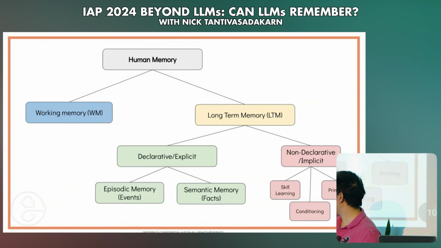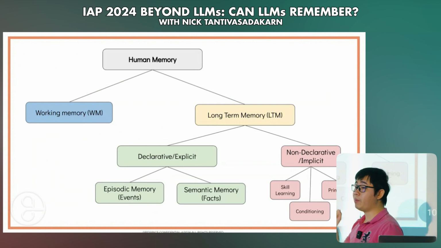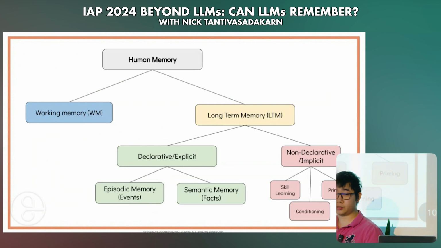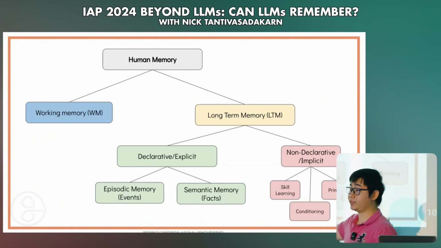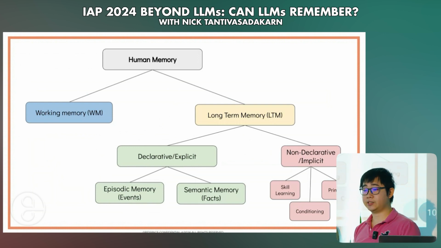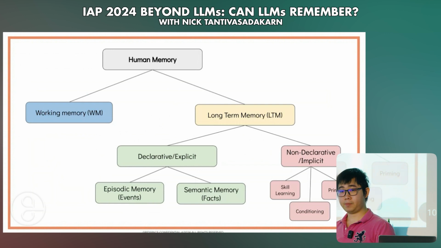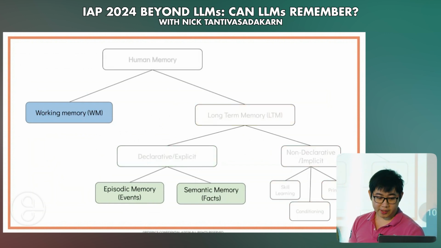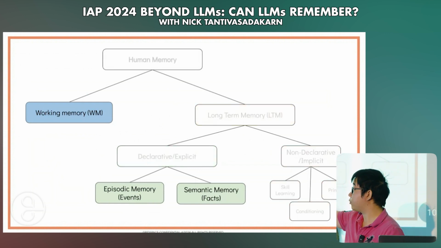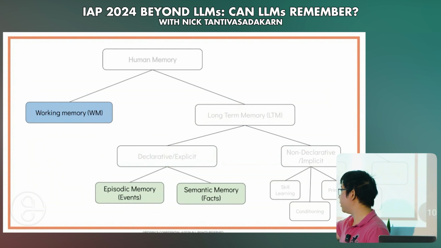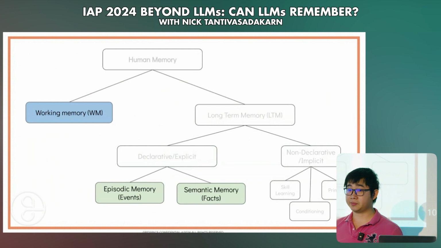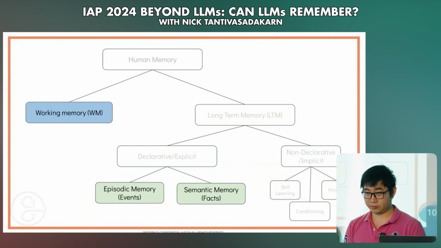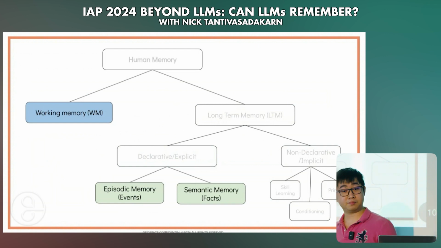Now, on the declarative or the explicit side, we have memory related to events, also known as episodic memory, as well as things that relate to general facts, also known as semantic memory. So in this one, as I said before, I'll be focusing on these three: working memory, episodic memory, and semantic memory, and try to compare between humans and LLMs to see whether or not there is some kind of equivalence. Any questions so far?